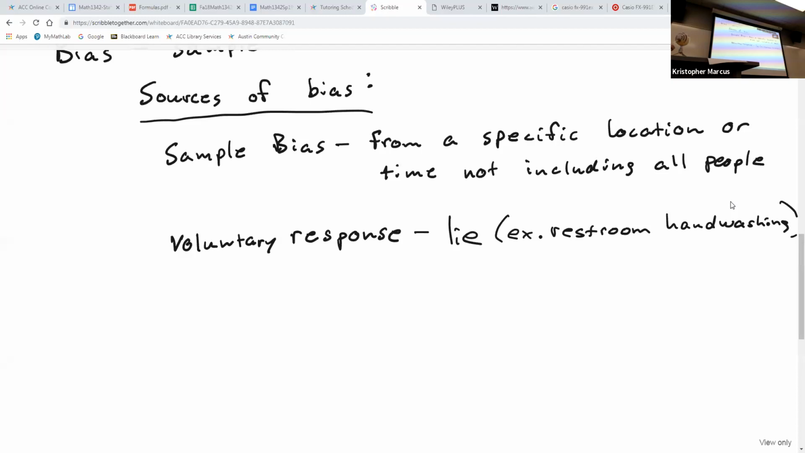Okay, so now we're brazen and bold. We go into the restroom and stand off to the side with our clipboard and pen. What's going to happen? Everybody's going to wash their hands. I have mixed emotions on this one. Why? I can see how this goes two ways.